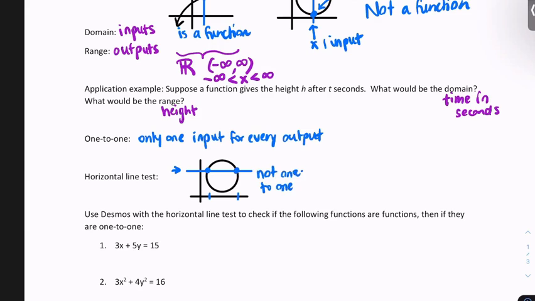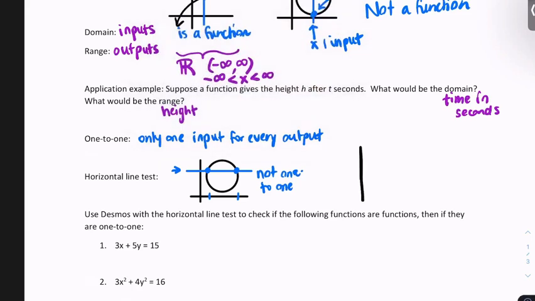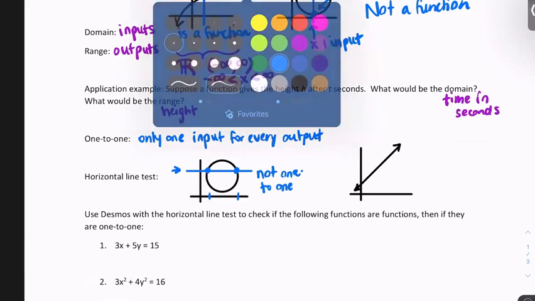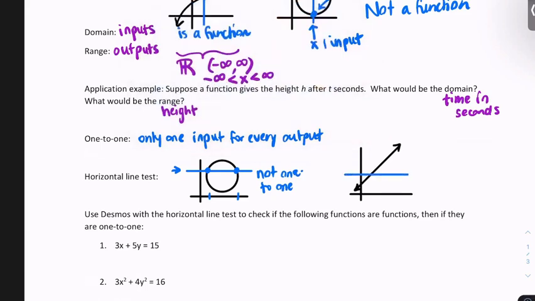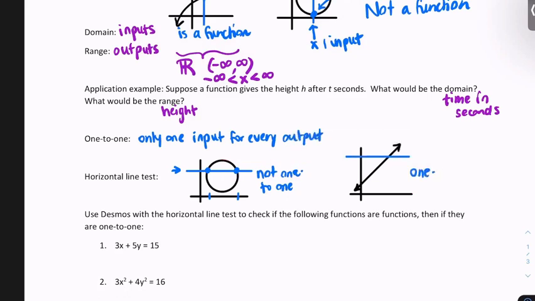Something like a line would be one-to-one because we have one input for every output. So we can do the horizontal line test there also. So this one is one-to-one. So we can have some relations that are functions, but they're not one-to-one. We can have relations that are one-to-one, but not functions.